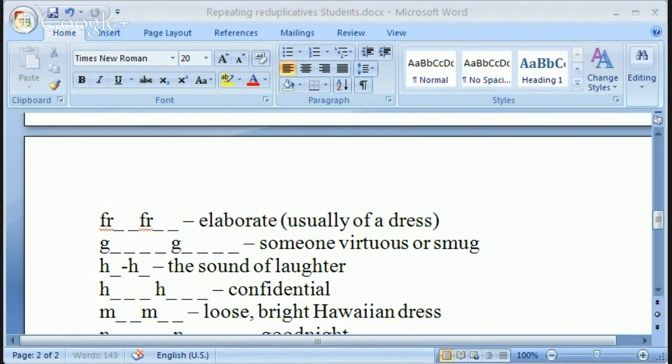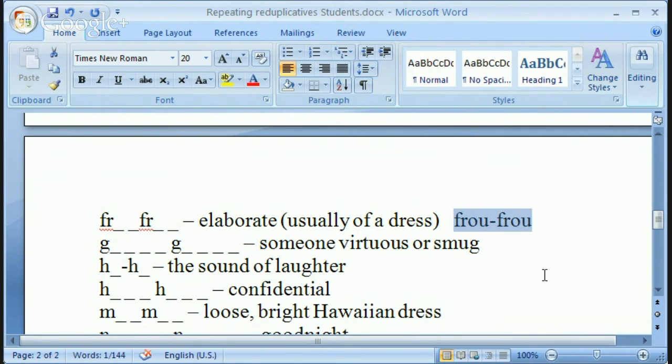Let me try to remember how it is usually spelled. I believe it is frou-frou. Oh, it's so frou-frou. Look at her frou-frou dress. There's too much lace, and there's a mink collar, and there's studs all over it.